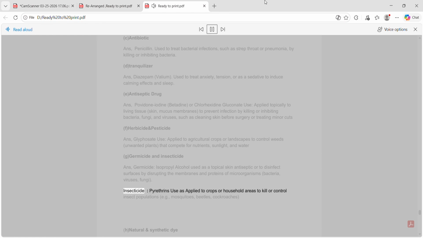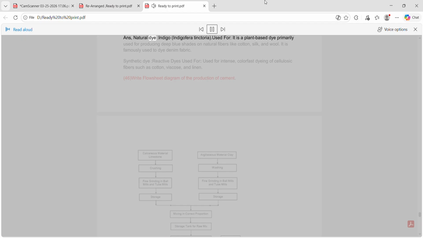Insecticide, pyrethrins, applied to crops or household areas to kill or control insect populations, e.g., mosquitoes, beetles, cockroaches. H. Natural and synthetic dye. Answer: Natural dye, indigo (Indigofera tinctoria). It is a plant-based dye primarily used for producing deep blue shades on natural fibers like cotton, silk, and wool. It is famously used to dye denim fabric.